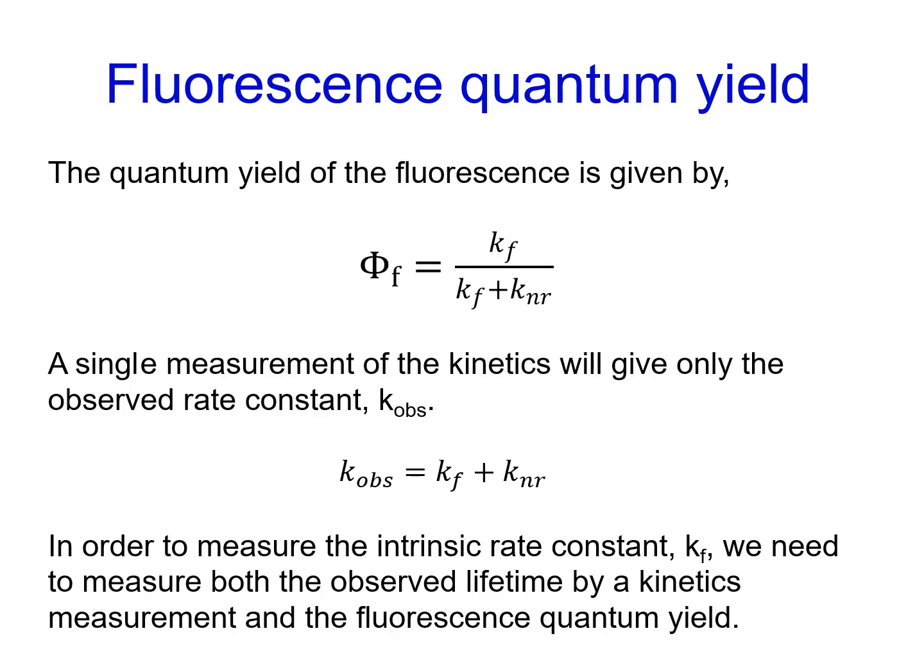Here we see the two quantities we need to measure to determine the intrinsic fluorescence rate constant. These are the fluorescence quantum yield and the observed decay rate constant. The quantum yield is a number between 0 and 1 that represents the fraction of molecules that follow a particular path back to the ground state.